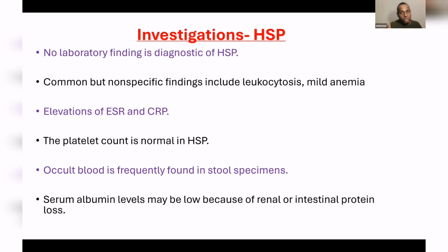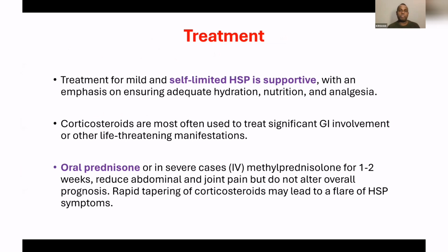And if we do a stool test, which we don't commonly do, it might show some occult blood in stools because there is a possible GI bleeding. Serum albumin could be low because they are losing protein from the gut and from the urinary tract.